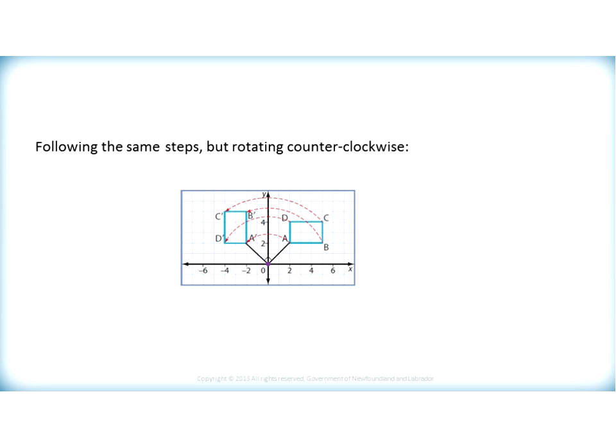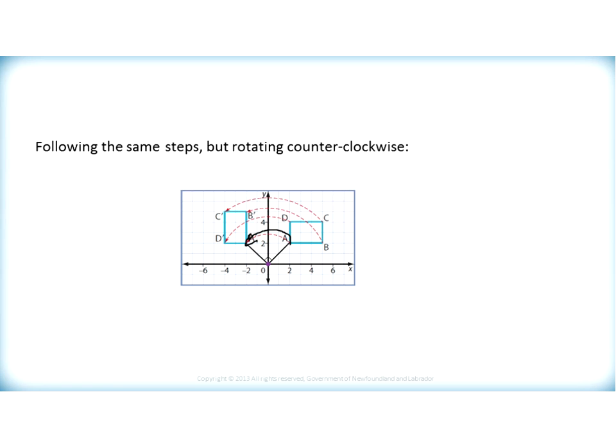Secondly, it asks us to rotate the original object 90 degrees counterclockwise. So we're going to follow the exact same steps. We're going to put our protractor on our origin, and we're going to create an arc. And then we're going to use our compass and put it on the origin and then draw arcs from each point. And then we're going to use our protractor to measure the angle 90 degrees. And this time 90 degrees counterclockwise, so going in the other direction, so heading in this direction.